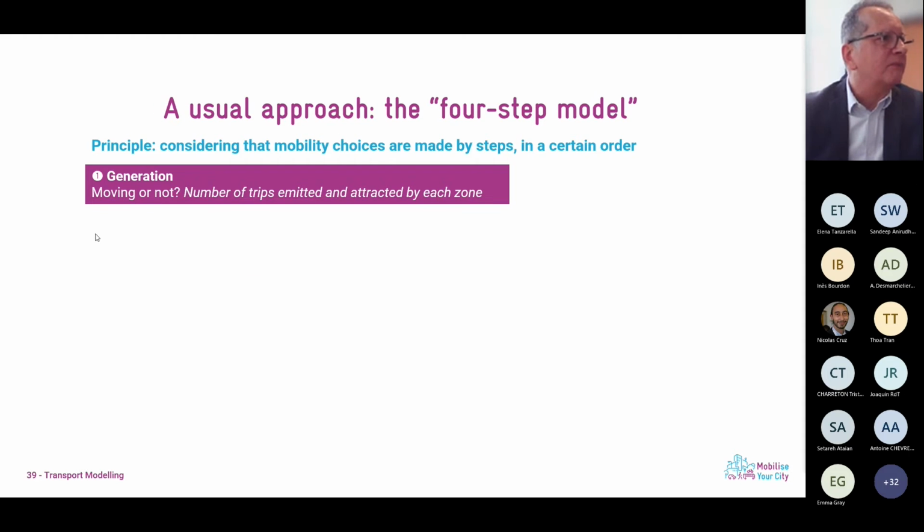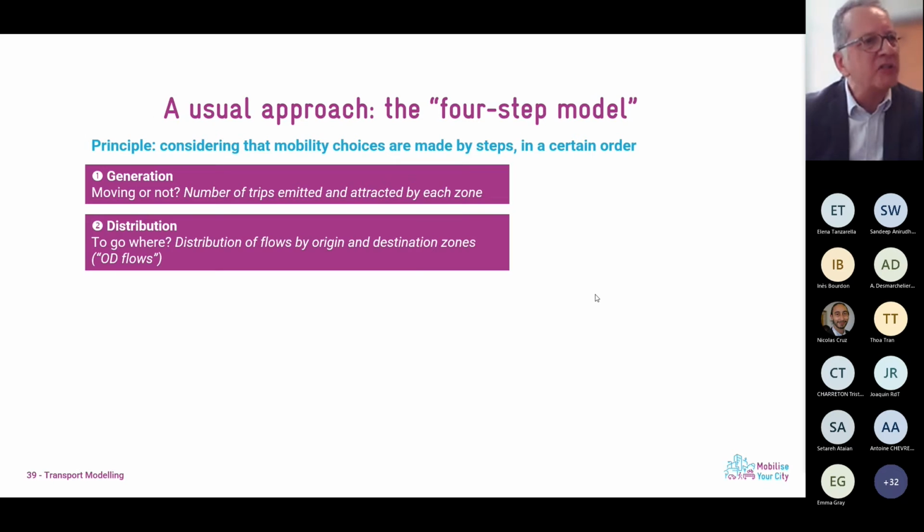And then once I have decided to go out, the idea is that now I ask myself, where can I go? So this is the phase of distribution. It's the way to distribute the flows by origin and destination zones. Or another way to put it is that you need to construct a flow matrix. The generation step is a way to estimate the margins of the matrix, and then the distribution stage is a way to fill the cells of the matrix based on the margins.